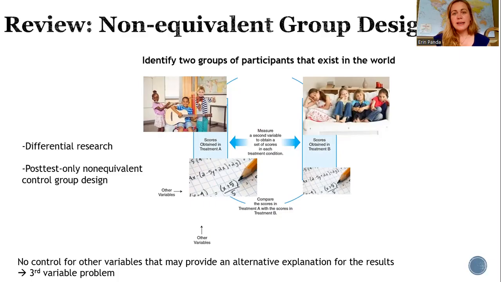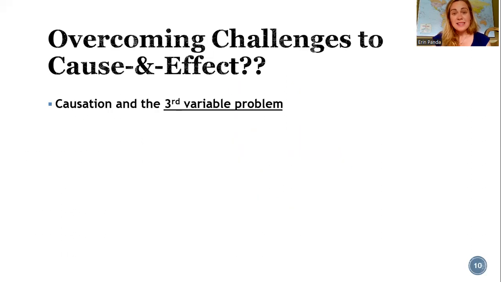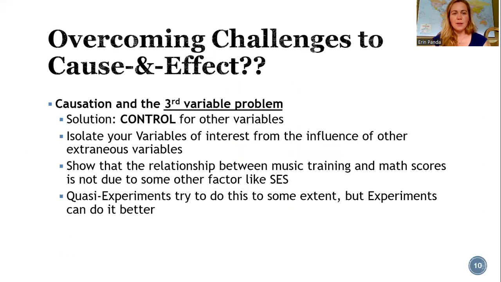We're not measuring SES. We're not establishing that the groups are similar in their SES. So we have no way of knowing if the higher math scores in the music group are really due to the music, or if it's due to the SES of the families. So we talked about this last week. We called this the third variable problem.